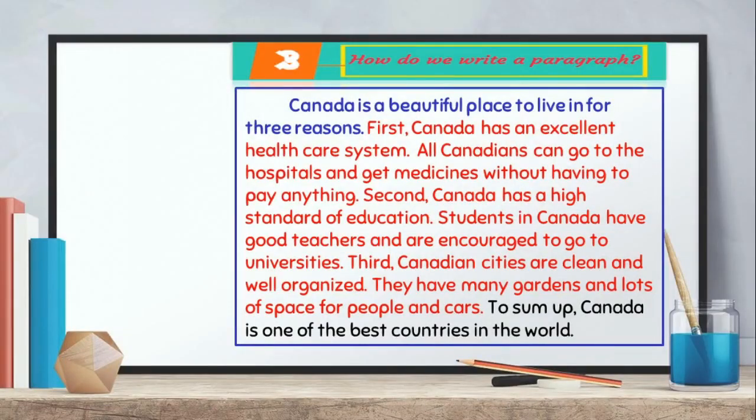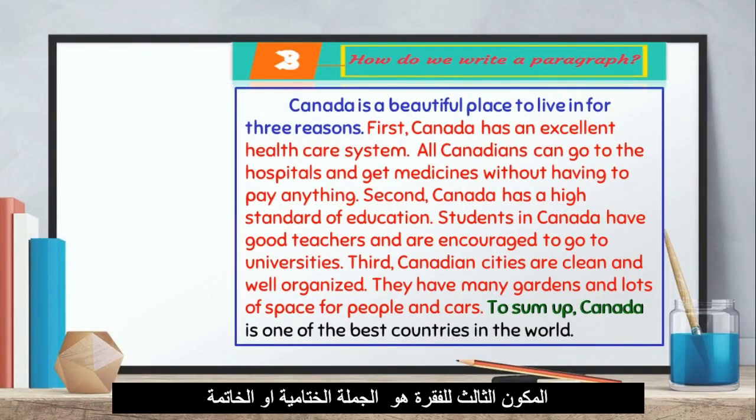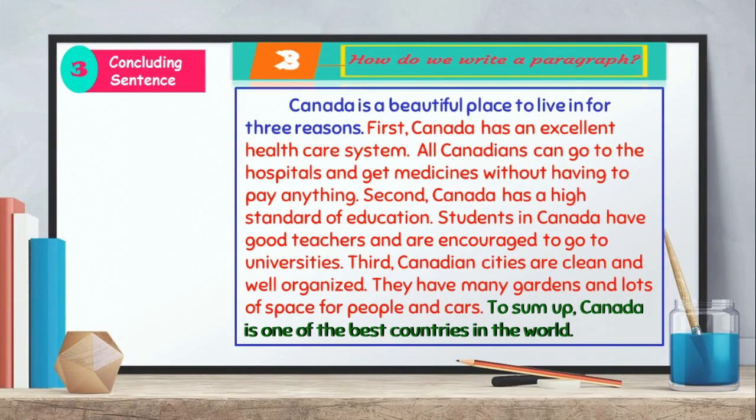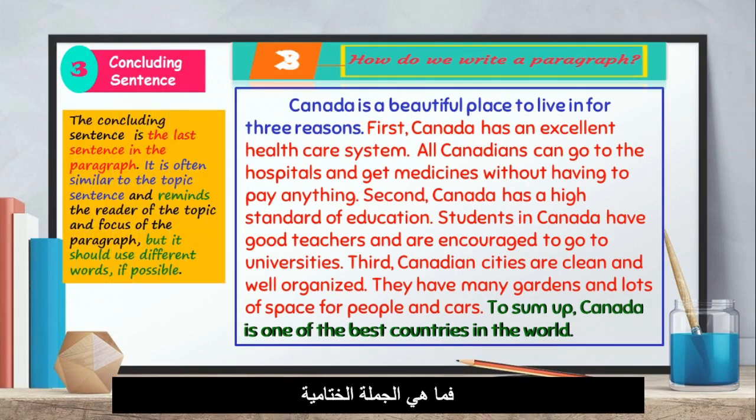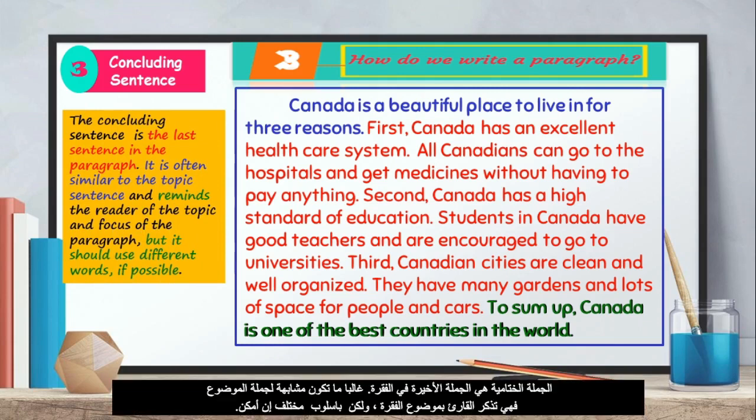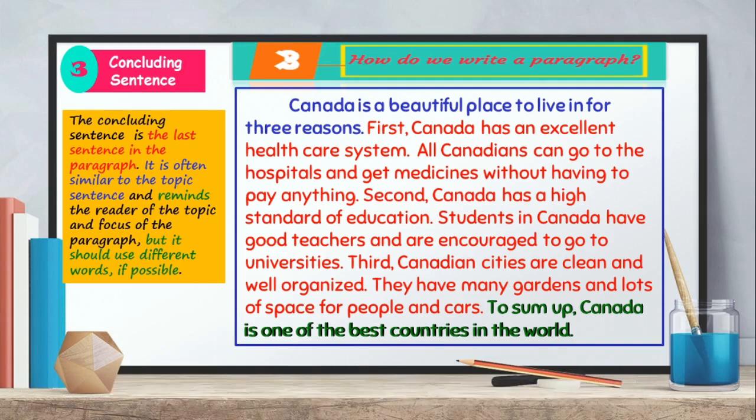All right, now let's move to component number 3, which is this one. To sum up, Canada is one of the best countries in the world. This is what we call the concluding sentence. This sentence concludes the paragraph. So what is a concluding sentence? A concluding sentence is the last sentence in a paragraph. It is often similar to the topic sentence and reminds the reader of the topic and focus of the paragraph, but it should be expressed in different ways if that is possible.